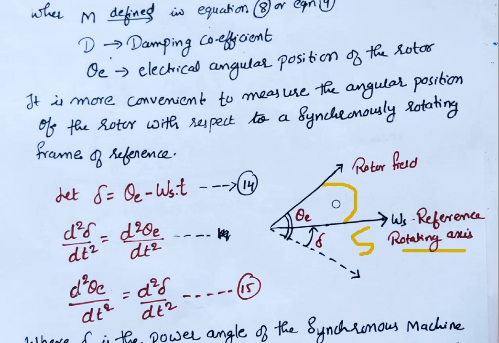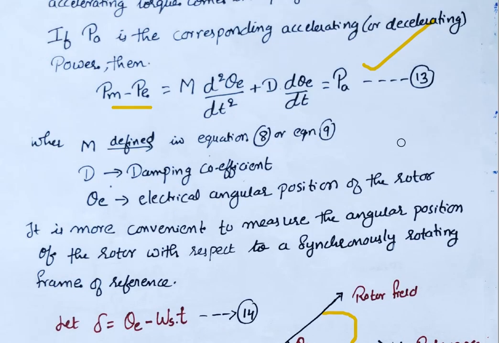So the problem can be solved by moving this reference rotor axis along with this. Now take one more equation. There is no space here, so take it like this. This is my stationary.